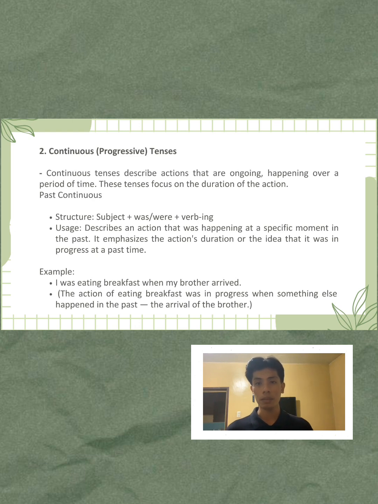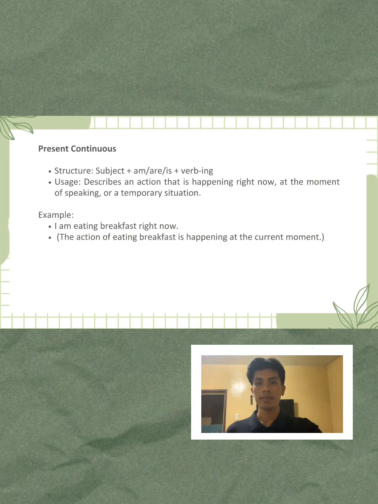Here's an example sentence: I was eating breakfast when my brother arrived. The action of eating breakfast was in progress when something else happened in the past, which is the arrival of the brother. In its present continuous form, the structure is subject plus the auxiliary verb am, are, or is plus the verb-ing.